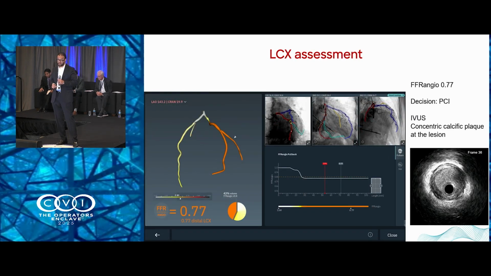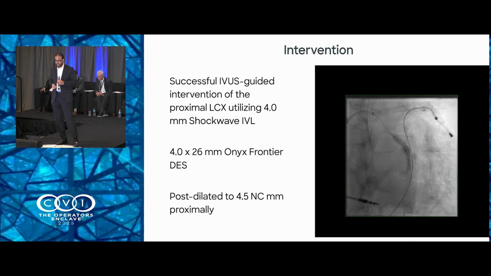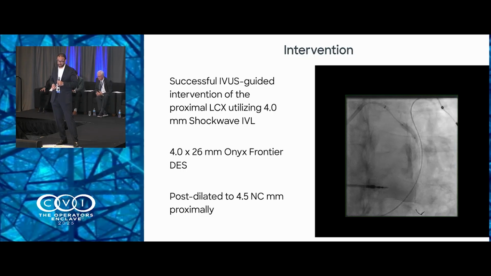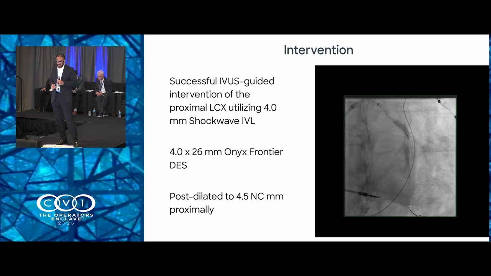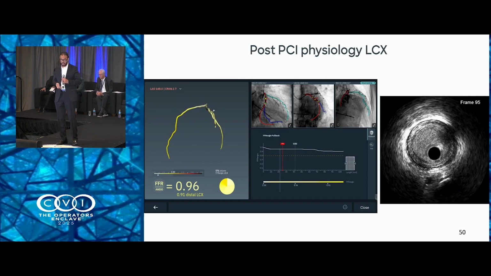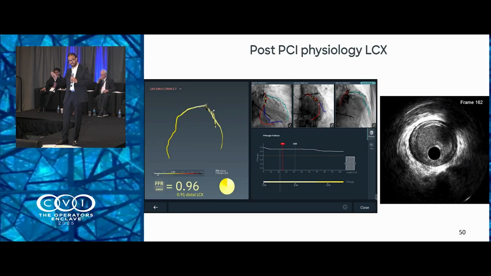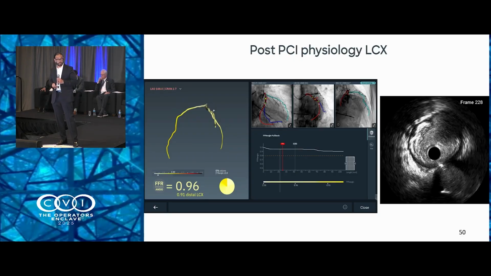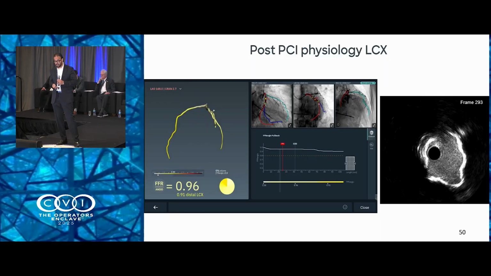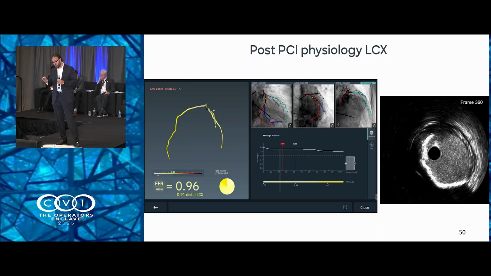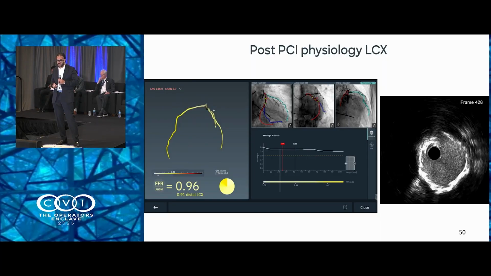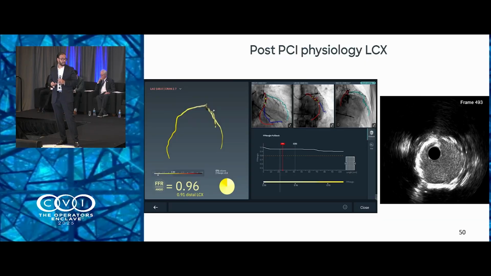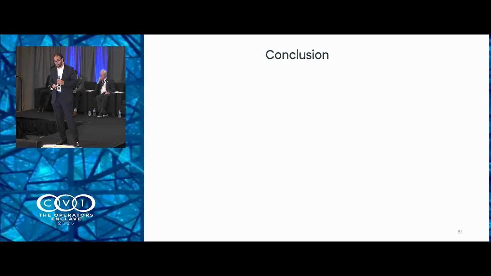We assessed the circumflex, and it was the most significant out of all the three vessels. We treated that lesion as well with imaging guidance, and subsequently a post-PCI assessment can be done very easily for these patients, just repeating a couple of angiograms, and even using a previous angiogram, and getting a post-PCI physiology. Here a delta change went from 0.77 to 0.96, which made a difference, and hence the patient's angina was relieved.